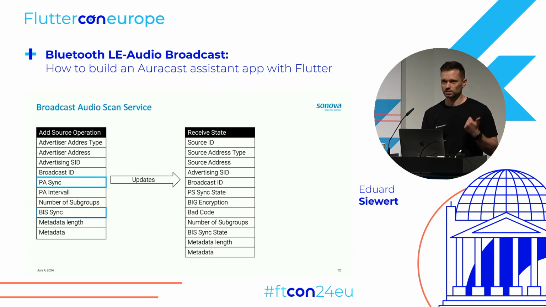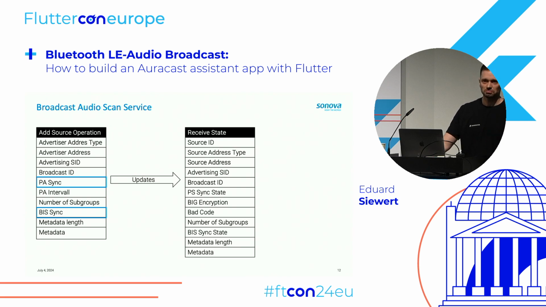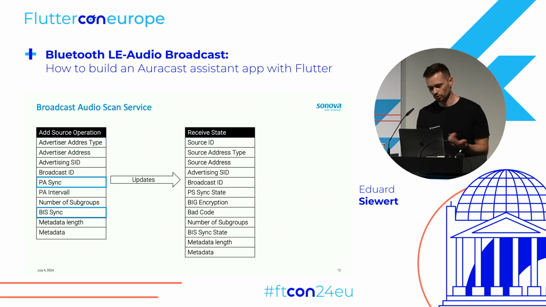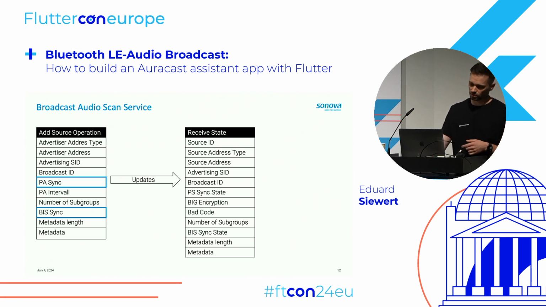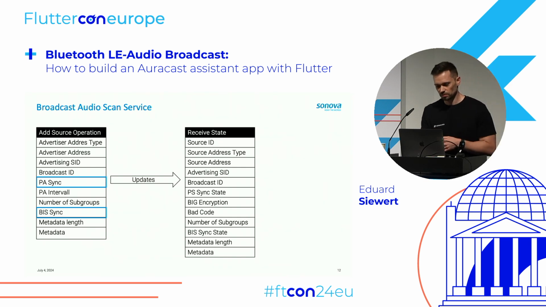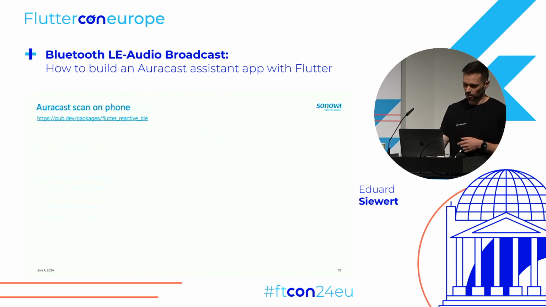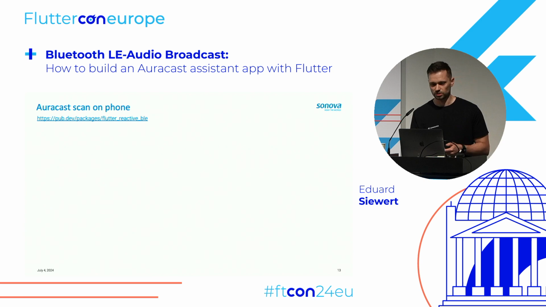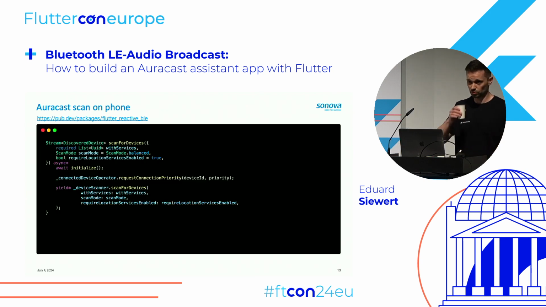All right, this is pretty much what we were looking for. So we know how we can scan for sources. We probably know how to display something in our app and let the user make a selection. And now we know how we can provide this information to the receiver. So let's start coding. The first thing you should probably do is pick the BLE package of your choice. What I can recommend, what we are mostly using, is the Flutter reactive BLE package, which is developed by the Philips Hue team.